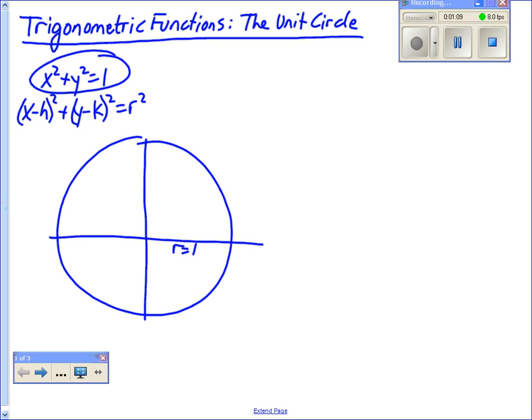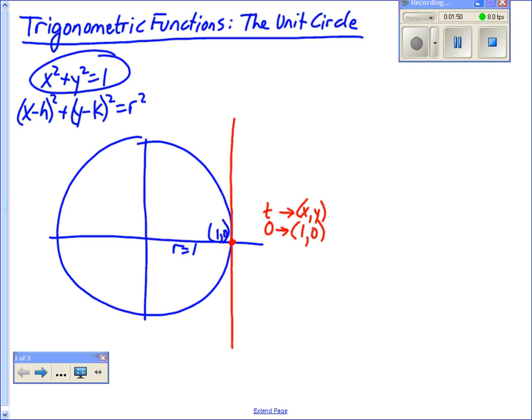Now imagine for a minute that we take the real number line. You see the little dot there, which is 0 on the real number line, and of course that's the point (1, 0) on your unit circle. So 0 on the real number line pertains to the point (1, 0). We're going to call this t, pertaining to some point (x, y).